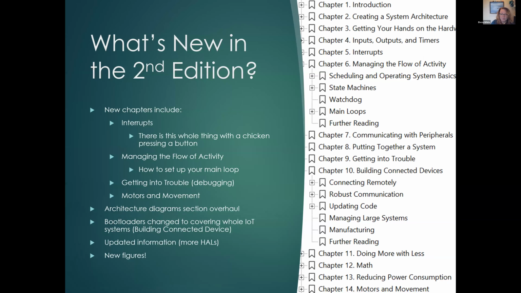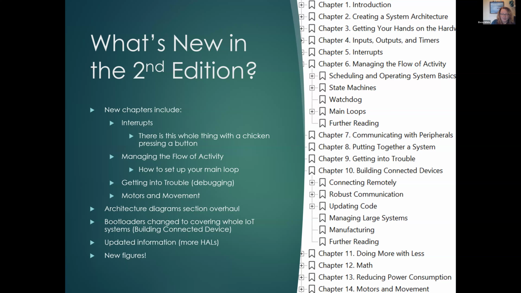And then there was a question about what's new in the second edition. Interrupts, the whole chicken thing. If you've read the first one and you like the Triceratops, you'll probably like the chicken. I like the chicken a lot. Managing the flow of activity, the whole, how do you set up your main loop? Do you use polling? Do you use interrupts? Do you use active objects and state machines? So that whole part. Getting into trouble, which is all about debugging. I mentioned the whole explain things and reproduce things. That's all in there. And then motors and movement went into their own chapter.